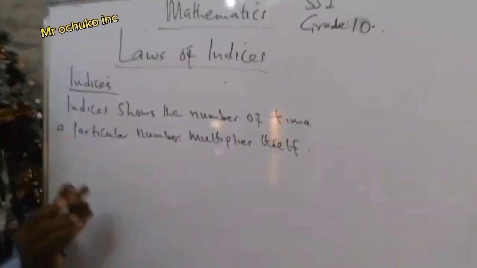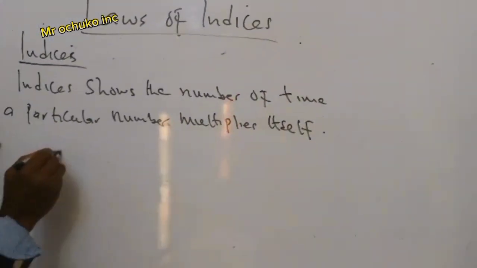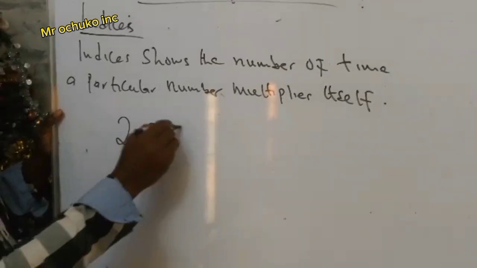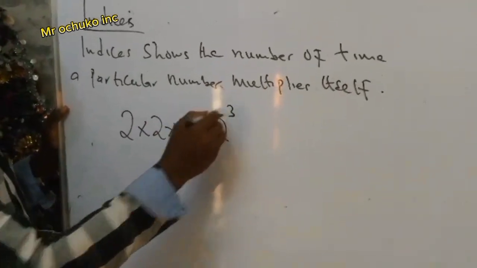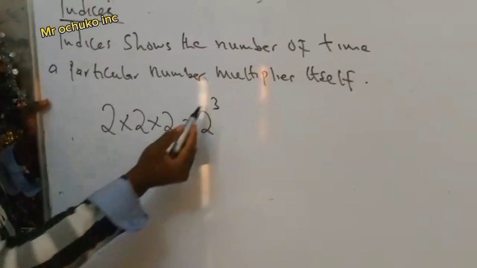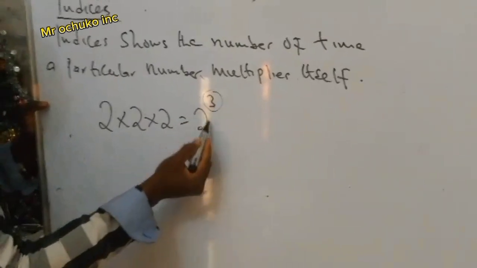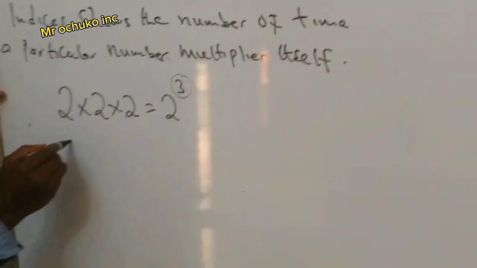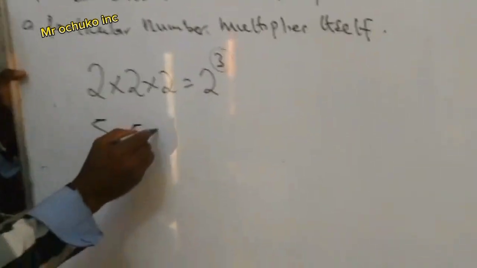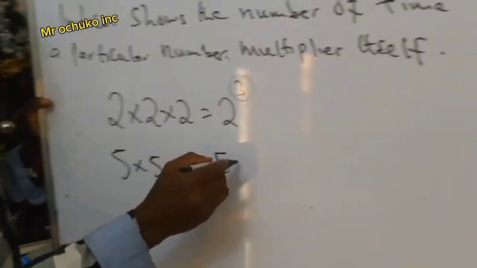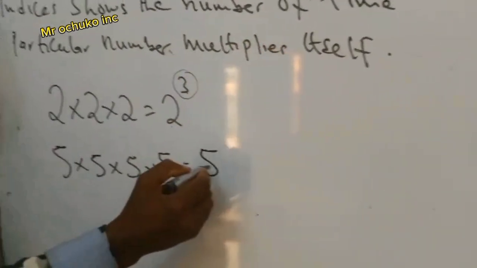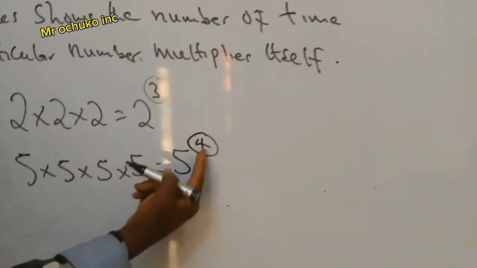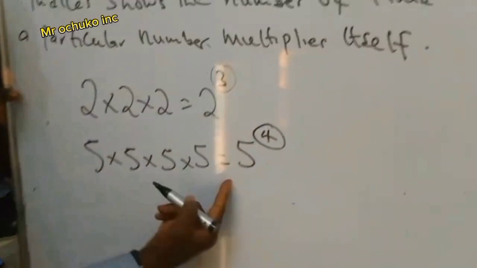So let's just look at this simple example. Now, let's look at this. 2 times 2 times 2 means 2 raised to power 3. You understand that? Now, this tells us that 2 multiplies itself 3 times. Let's look at another number. Let's say 5 times 5 times 5 times 5. This is 5 raised to power 4. Now, it means 5 multiplies itself 4 times.